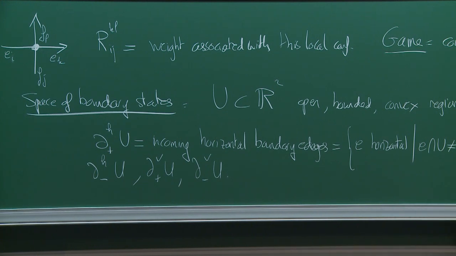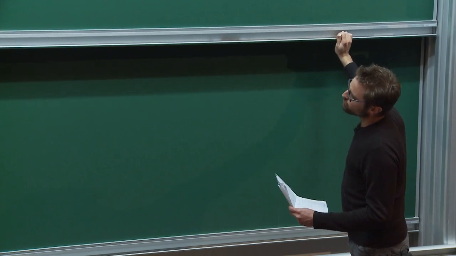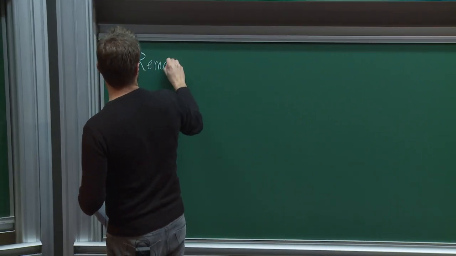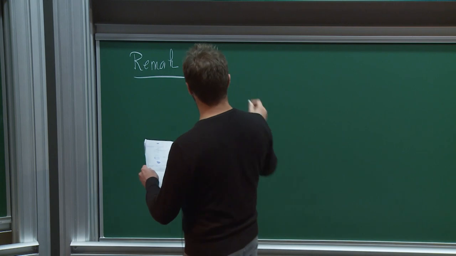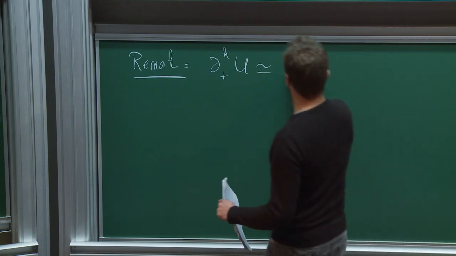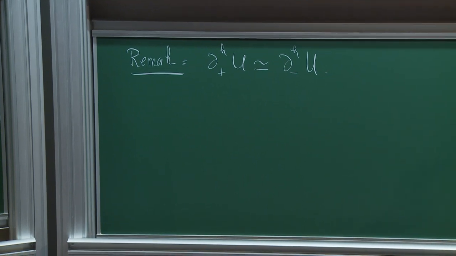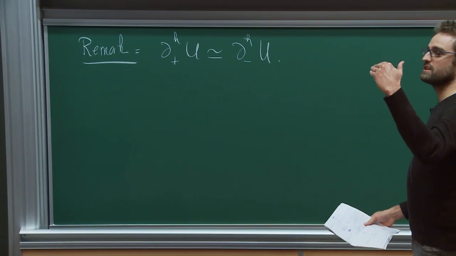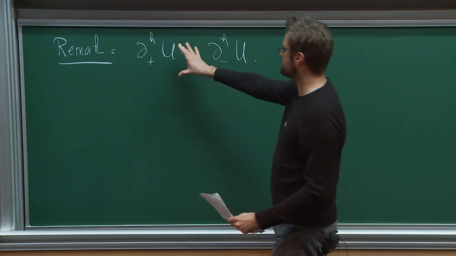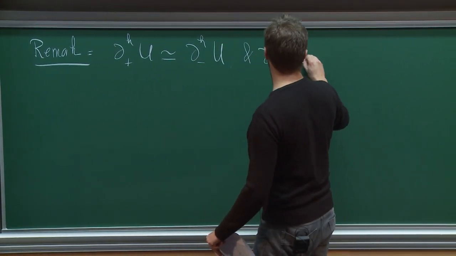Right. Now let me observe that there's a canonical bijection between horizontal incoming edges and horizontal outgoing edges of U. That's pretty clear. Since the region is bounded, if you enter into the region at some point along a line, you will go out of it at some point as well. So there's a canonical bijection between these, and as well with vertical ones.